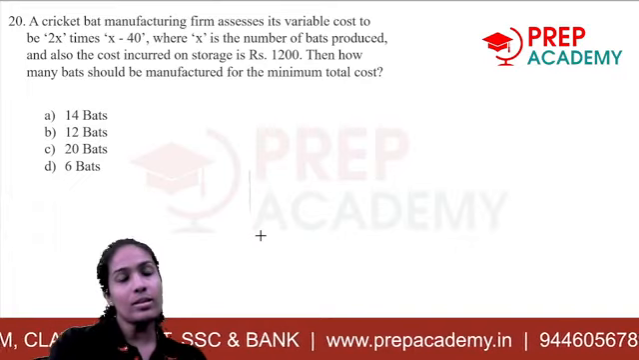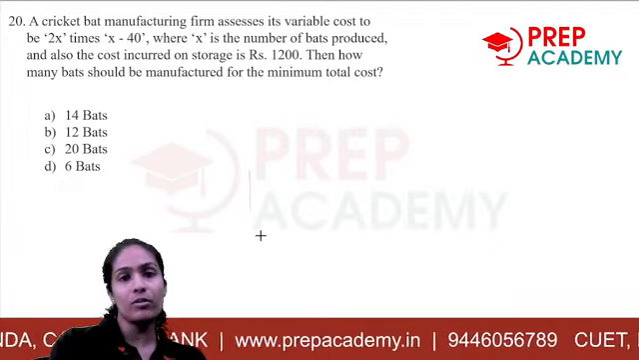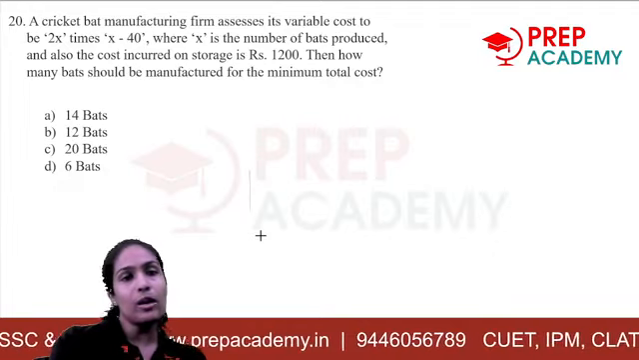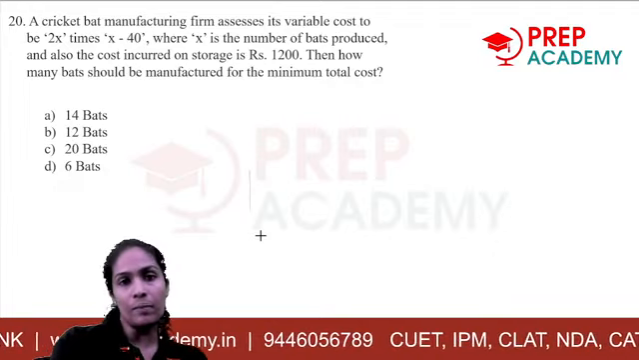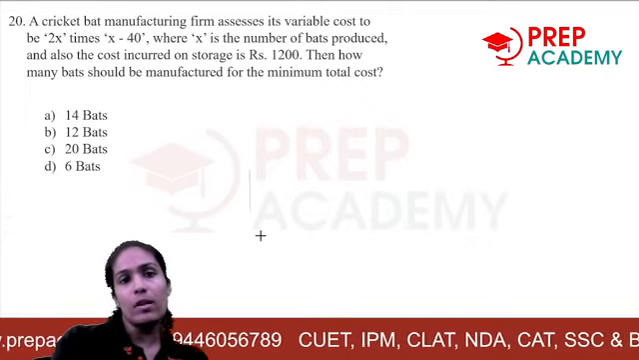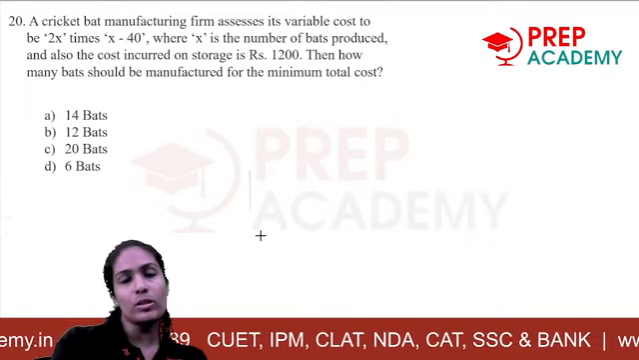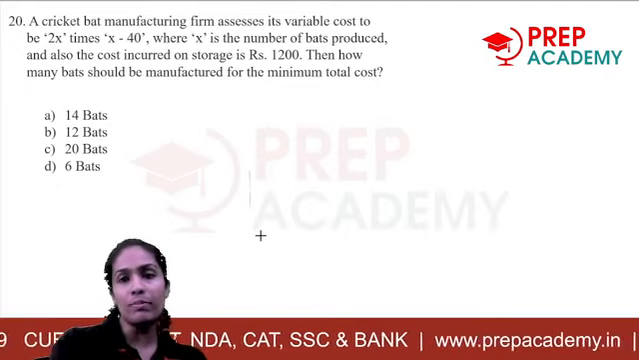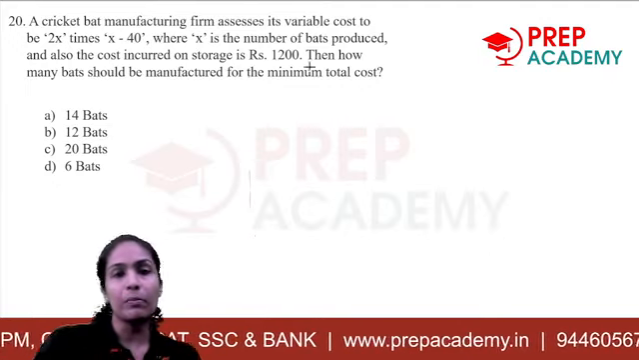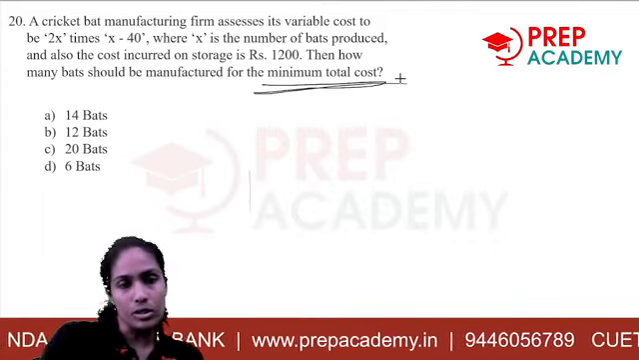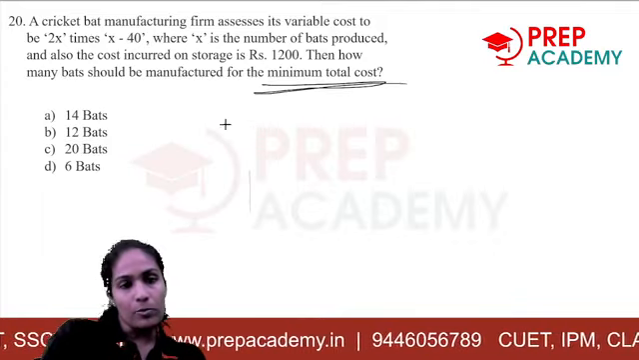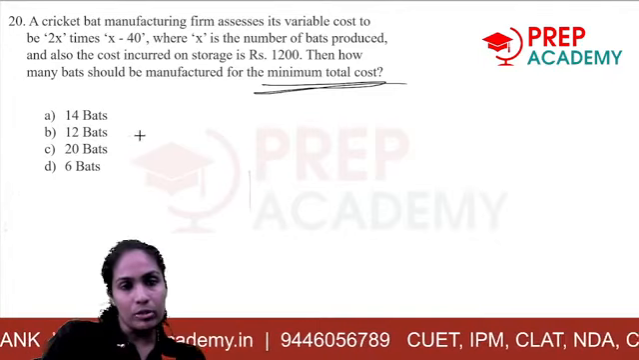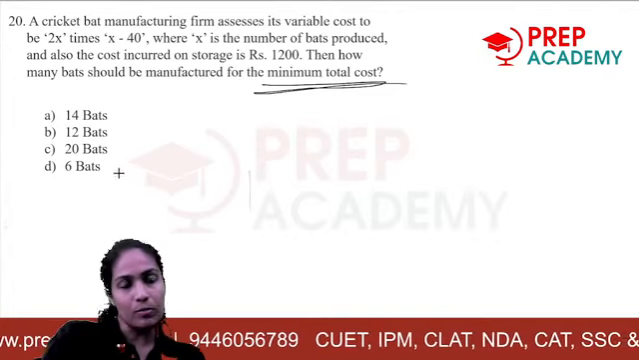Now, next question is: a cricket bat manufacturing firm accepts its variable cost to be 2x times x minus 40, but increases the number of bats produced and also the cost incurred on storage is 1200. How many bats should be manufactured for the minimum total cost? The important point is minimum total cost. Option A, 14 bats. Option B, 12 bats. Option C, 20 bats. And option D, 6 bats.